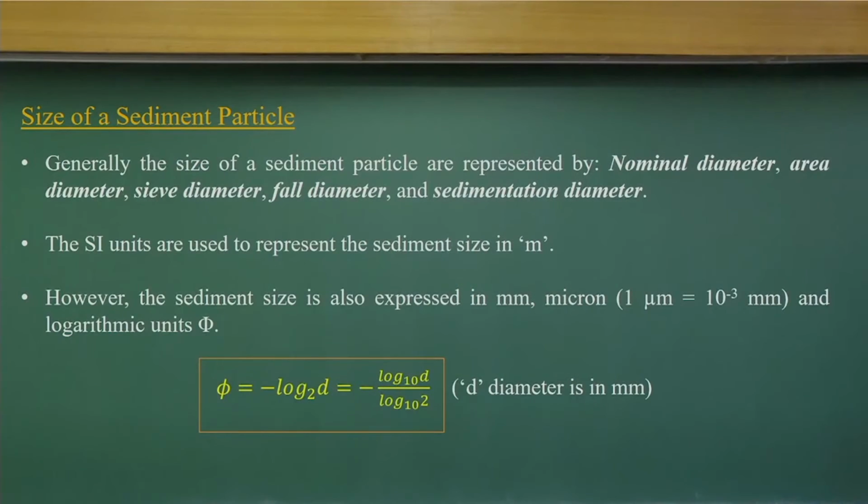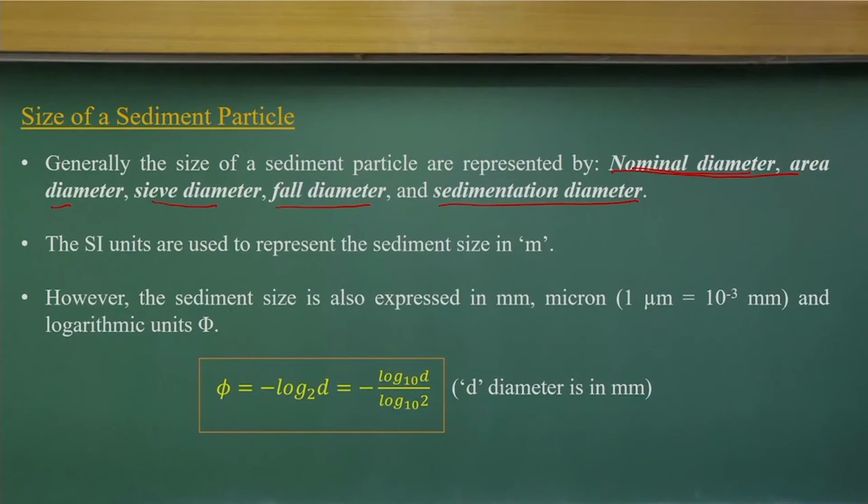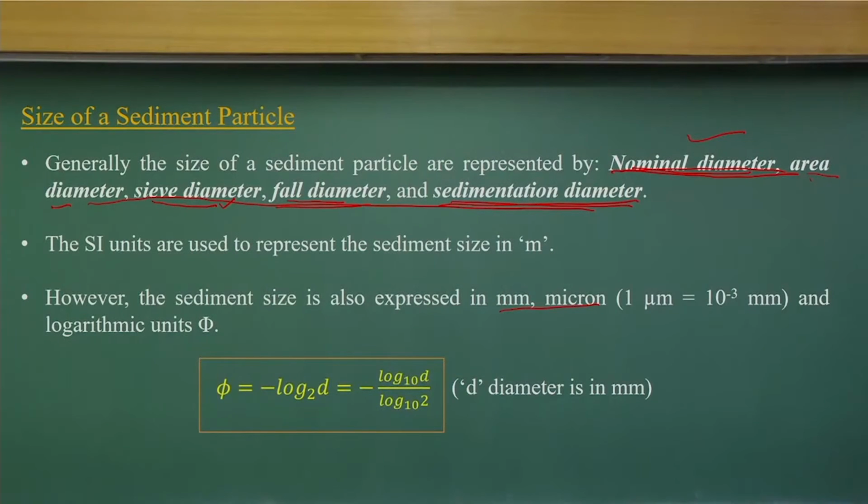That's the reason we define different diameters, like area diameters, nominal diameters, sieve diameters, fall diameters, and sedimentation diameters. You cannot have sediment with a uniform size, that is a natural process, so we will have mixtures of sediment particle sizes. Looking at that, we define the sediment by five different diameters: nominal, area, sieve, fall, and sedimentation diameters. Most of the time we don't define sediment only in millimeters or micrometers, but also in a logarithmic unit of phi, because you can have very fine, coarse, or medium particles.